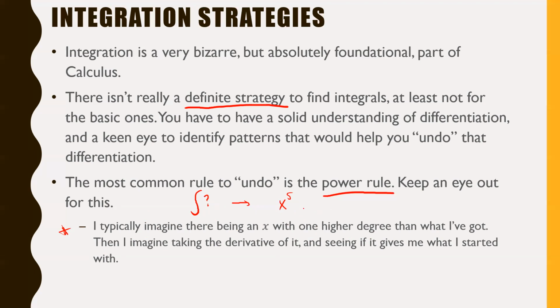Okay, I know this is quite a roundabout way, but then I imagine I'm taking the derivative. So it's like, okay, if I take the derivative of this, oh, then that must be 5x^4. No big deal. Then I take this and I compare it with what I started with. If it's equal to what I started with, then wow, that's about as easy as it gets. But usually our coefficient out in front doesn't match the coefficient here.